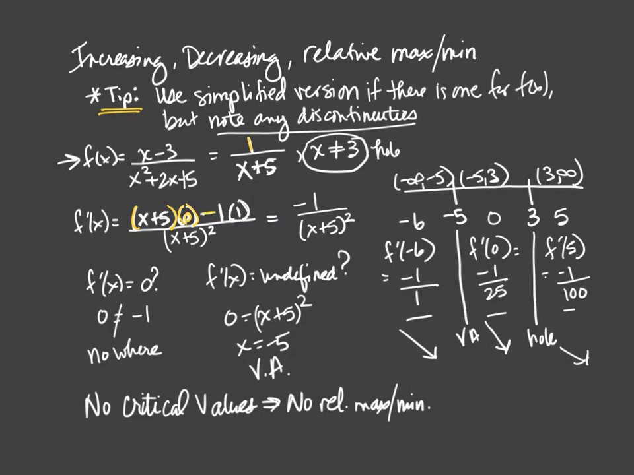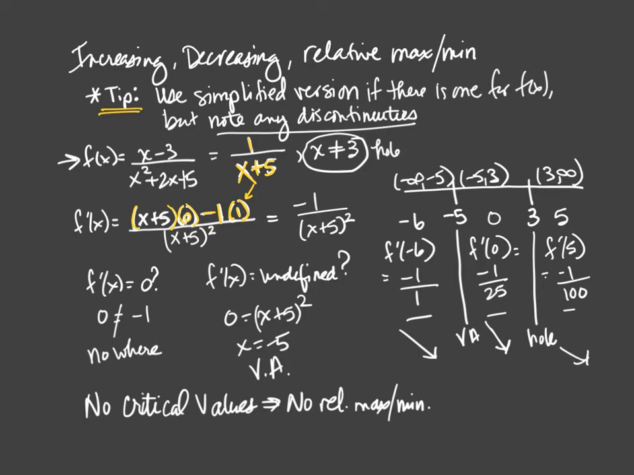And then minus the top times the derivative of the bottom. The derivative of x plus 5 is, in fact, 1. And when I clean that up, I get 0 minus 1 in the numerator, gives me a negative 1, and I have the x plus 5 squared in the denominator.